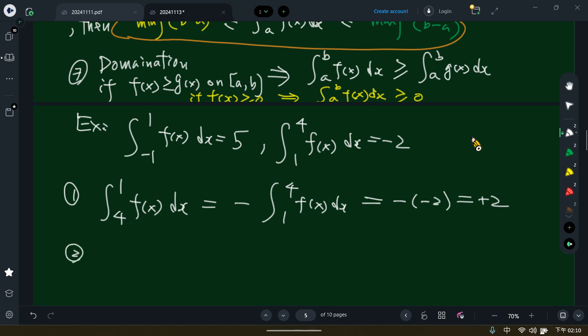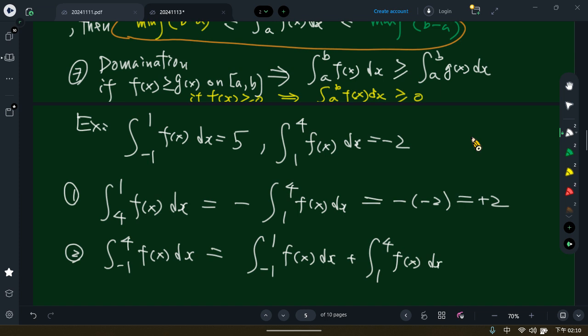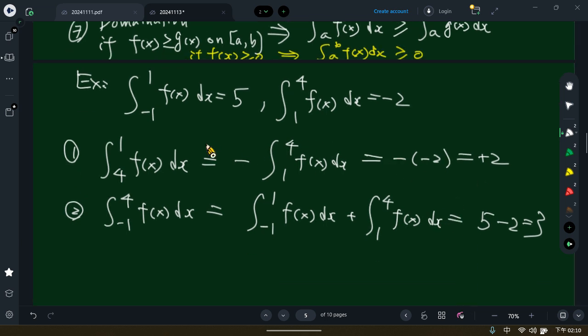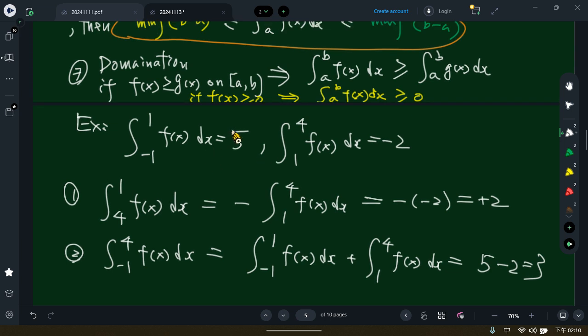The second, -1 to 4 can be divided in two parts, from -1 to 1 plus 1 to 4. So the result will be 5 minus 2, the result is 3. Right? This is simple. We just simply apply this rule, then we can get the result, even though we don't know what the function is, right?